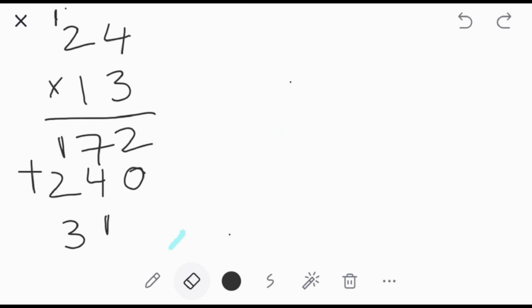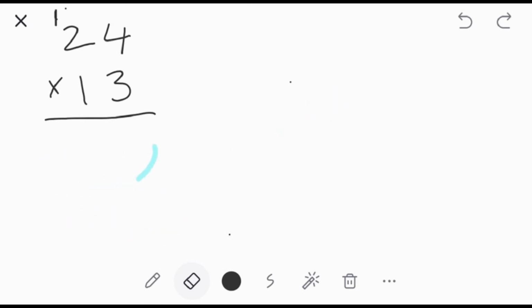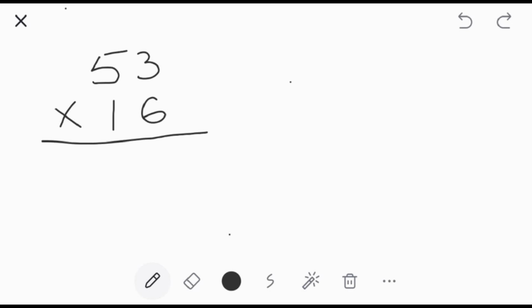So let me just assume two different numbers. Those could be like 53, to be multiplied with, let's say, 16. So for the expansion theorem, I'm going to follow the first method to solve this question.